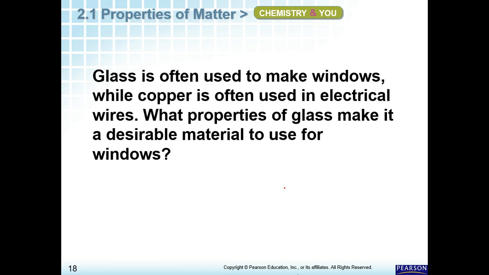Here's our next key question. It says glass is often used to make windows, while copper is often used in electrical wires. What properties of glass make it a desirable material to use for windows? The two that pop up off the top of my head are, one, that it's clear, in other words, see-through. And the second is that glass is very durable. We want glass to be clear or see-through because that's the purpose of windows, to look outside. So if we are not able to see through glass, it doesn't serve the purpose. If we were to use copper instead, copper doesn't allow us to look outside.